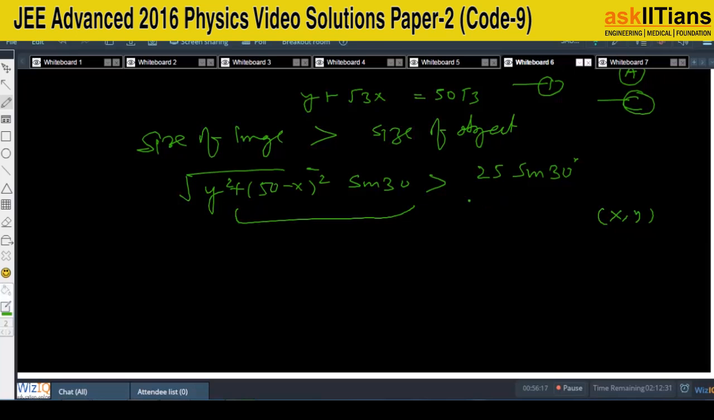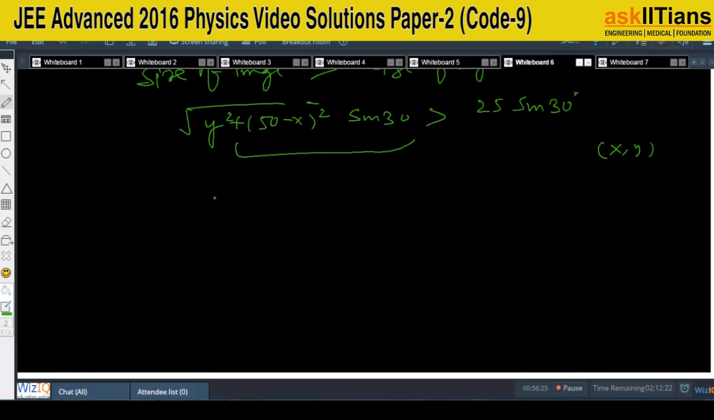So from these two given equations, we checked the correctness of all the options, and only one option satisfies the answer. Hence we can say option A, that is 25 and 25 root 3, is the correct choice of this question. So this question was quite difficult, or we can say moderate.